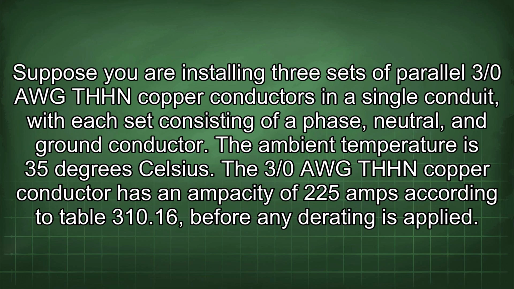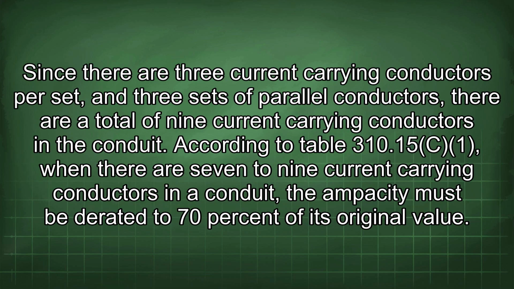Suppose you are installing 3 sets of parallel 3/0 AWG THHN copper conductors in a single conduit, with each set consisting of a phase, neutral, and ground conductor. The ambient temperature is 35 degrees Celsius. The 3/0 AWG THHN copper conductor has an ampacity of 225 amps according to Table 310.16, before any derating is applied. Since there are 3 current-carrying conductors per set and 3 sets of parallel conductors, there are a total of 9 current-carrying conductors in the conduit.